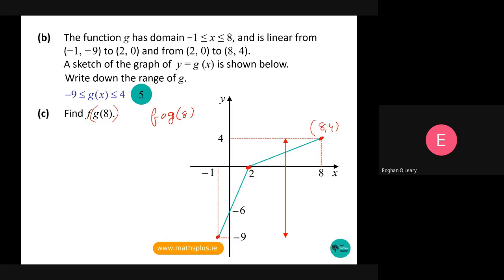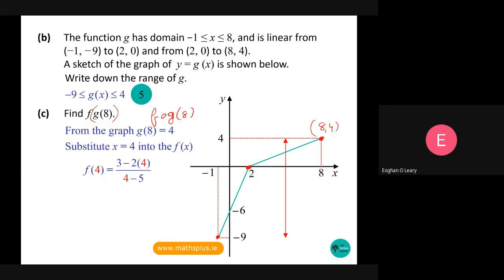So what am I going to do with that? Well, I'm going to use that initial output of 4, and I'm going to make that my input into my second function. My second function is f. So I'm back to f of x from my part A. My initial output is 4. Now that becomes my secondary input.